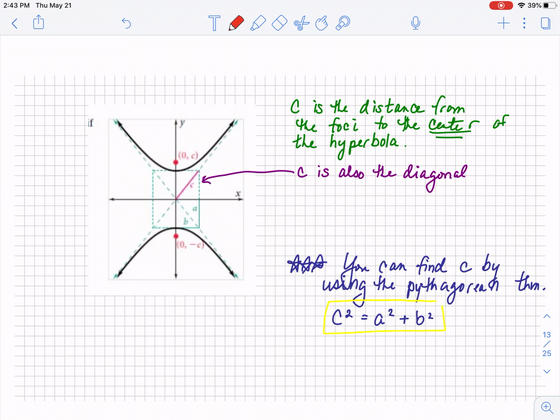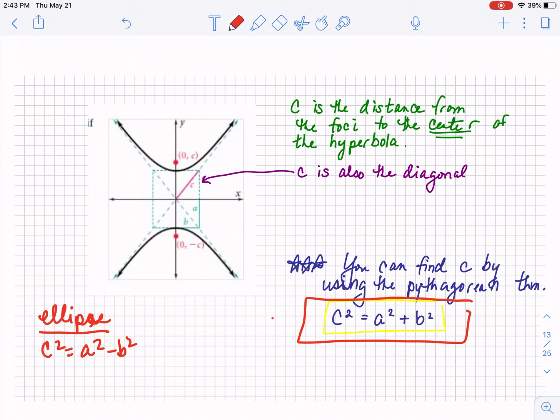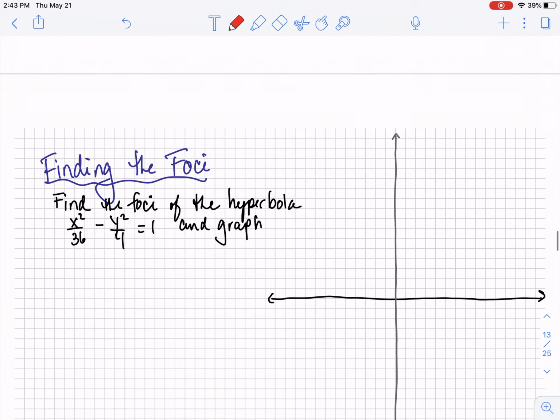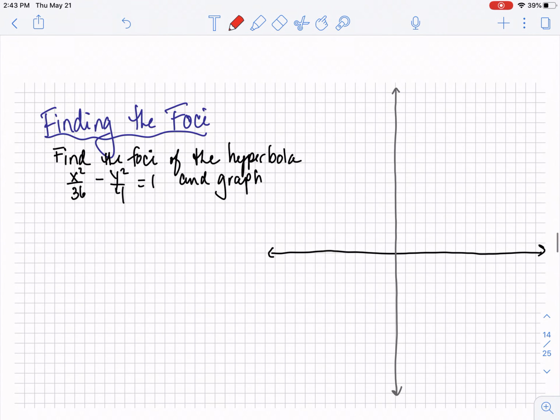I want you to remember that in an ellipse, we had a formula for figuring out c. In an ellipse, that formula was c squared is equal to a squared minus b squared. Well, guess what? In a hyperbola, and we're putting stars next to this, c squared is equal to a squared plus b squared, okay?